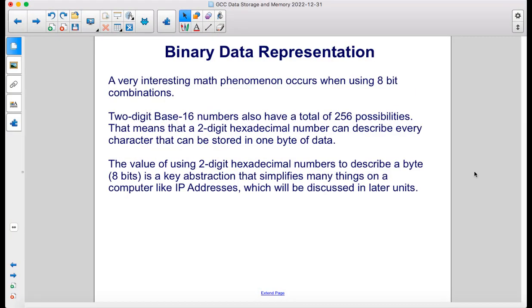A very interesting math phenomenon occurs when using 8-bit combinations. 2-digit base 16 numbers also have a total of 256 possibilities. That means that a 2-digit hexadecimal number can describe every character that can be stored in 1 byte of data. The value of using 2-digit hexadecimal numbers to describe a byte is a key abstraction that simplifies many things on a computer, like IP addresses, which will be discussed in later units.